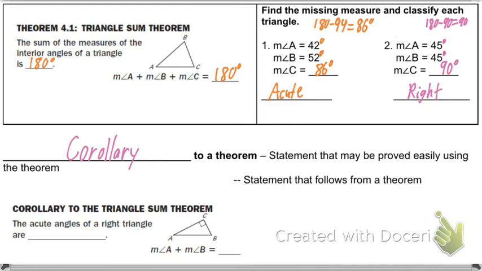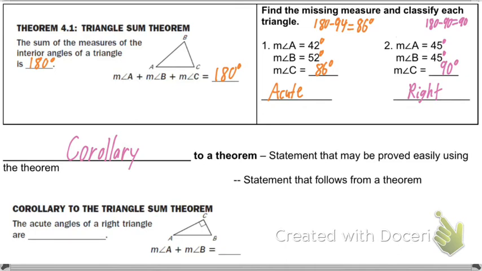So corollary is kind of the same idea as correlated. It's something that goes with a theorem. It's a statement that may be proved easily using the theorem. So we have the theorem, and that means this must be true. If we know this, that has to be true. Duh, kind of a thing. Or it follows from a theorem.